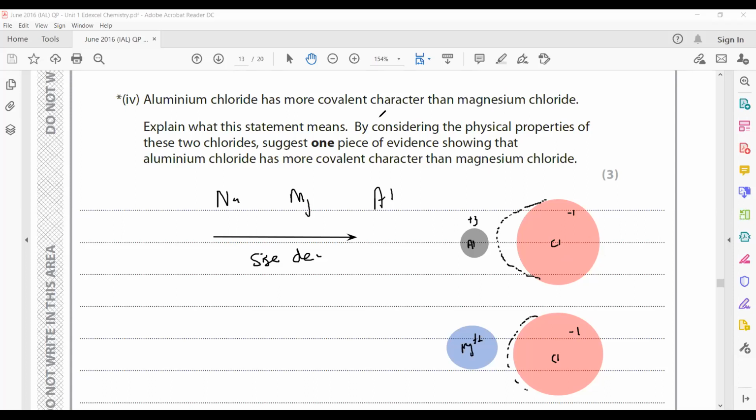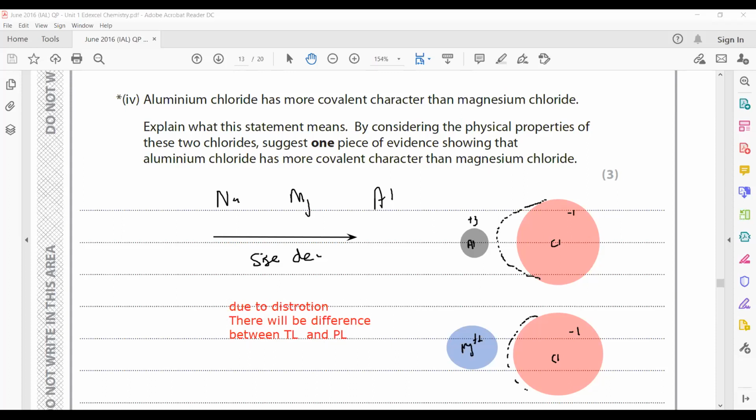And what is the meaning? Aluminum, which is smaller in size, will cause more distortion to the chloride ion. And due to this distortion, what will happen? There will be a difference between the theoretical lattice energy and the practical lattice energy.